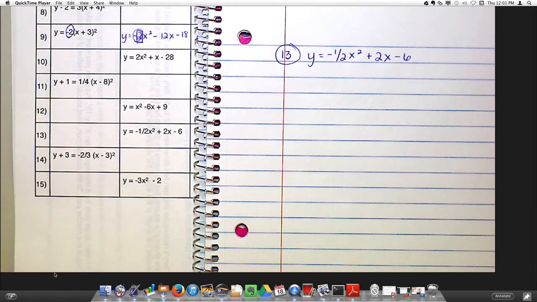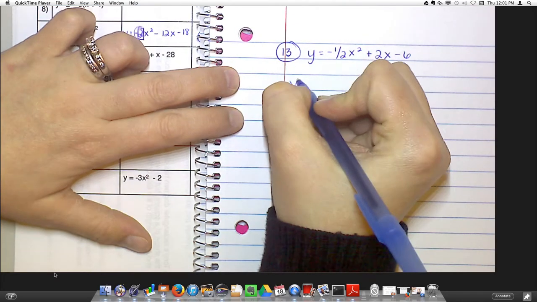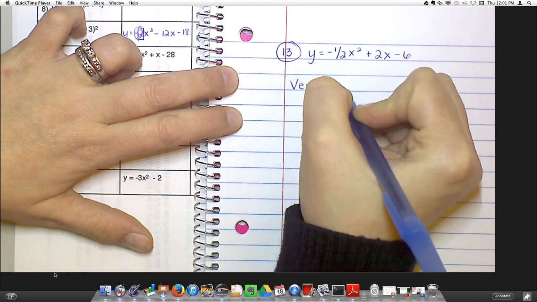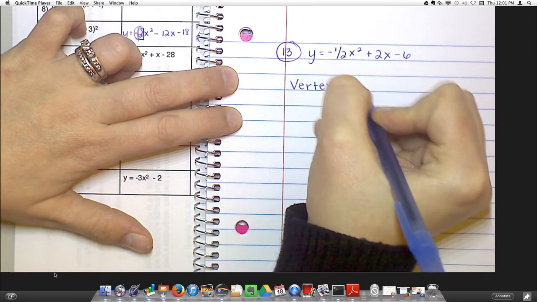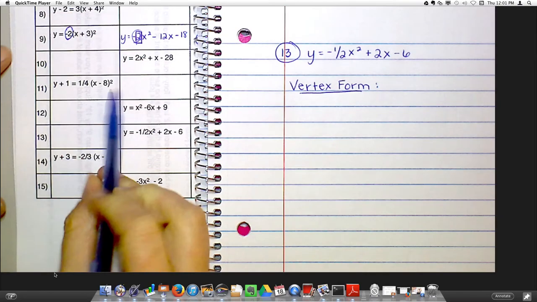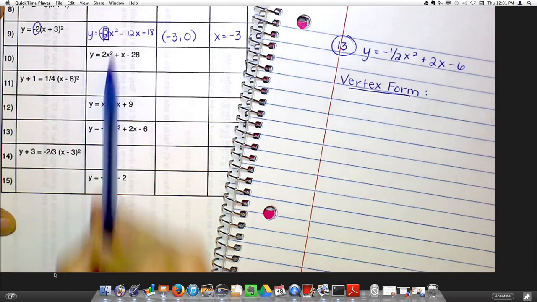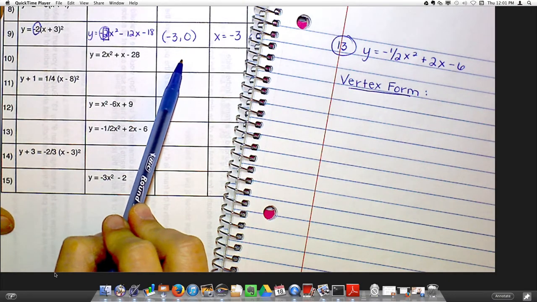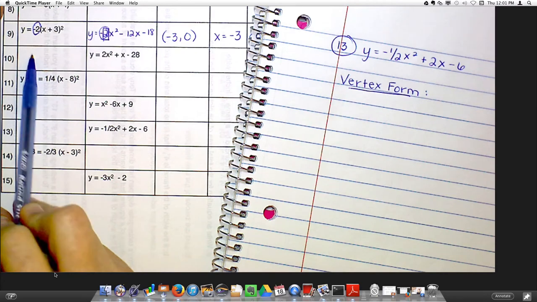Last time we started with vertex form and simplified it to get to standard form. How do we start in standard form and get it to vertex form? Find H. We're going to have to find what the vertex is first. For these ones where you start with this equation, you're actually going to have to start by finding the vertex and then go back and write it in vertex form.